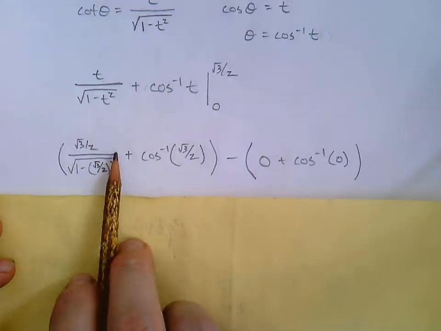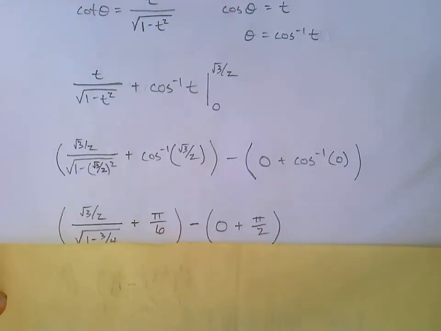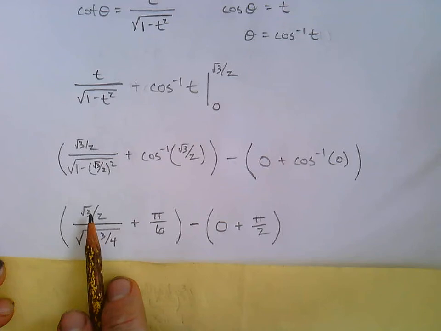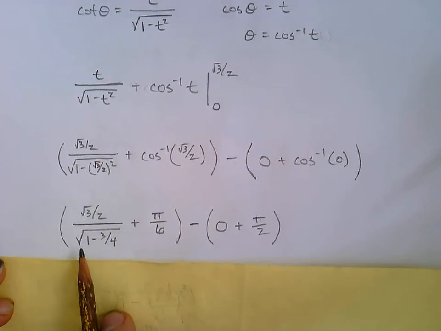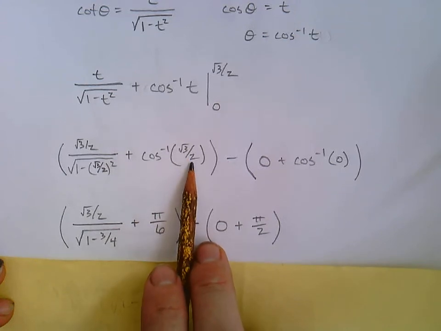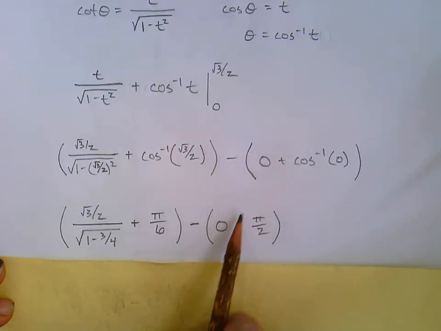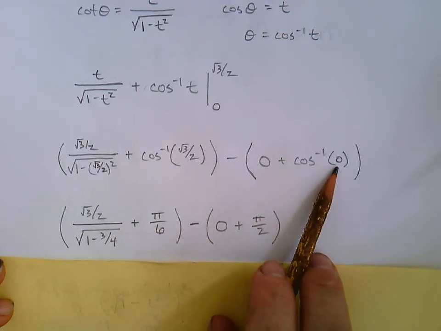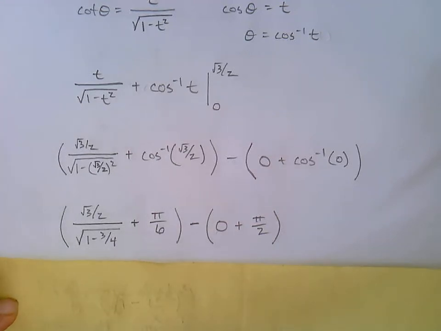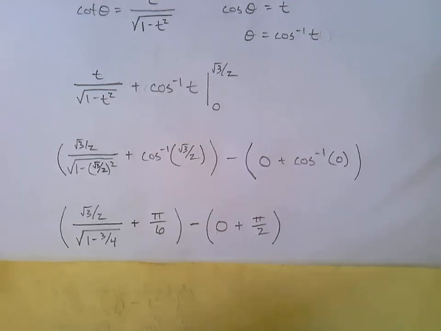Okay, now to clean it up. Looking here, squaring that would be 3 over 4. So I'm just going to go here for now. Root 3 over 2 over square root 1 minus 3/4. Inverse cosine root 3 over 2, that would be the angle pi over 6. Minus, still got the 0, inverse cosine 0, pi over 2. For these, you can take the first value, because that would actually be the only answer for the inverse cosine function.